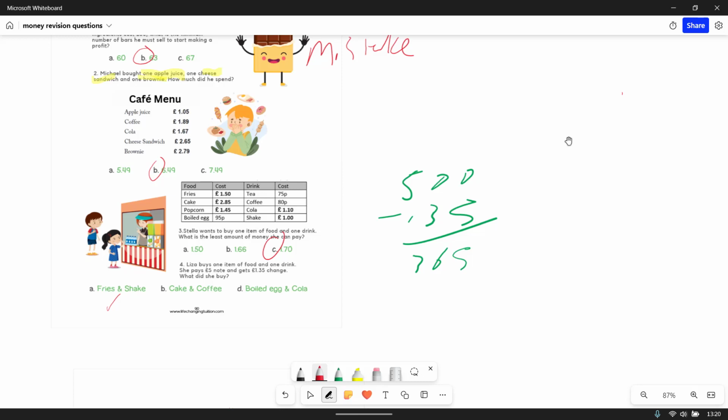So four is B, three is three. Let's see. The cake is 285, and coffee is 80, which makes 365. And boiled egg. So that'd be B. B's the answer, because the other one is not enough. So 4B.